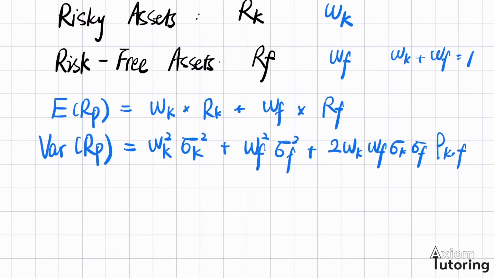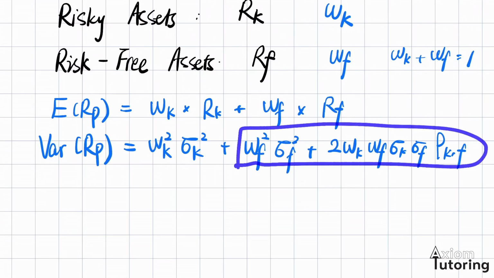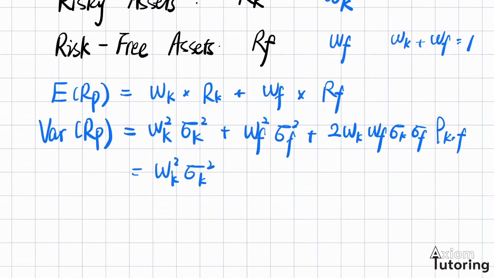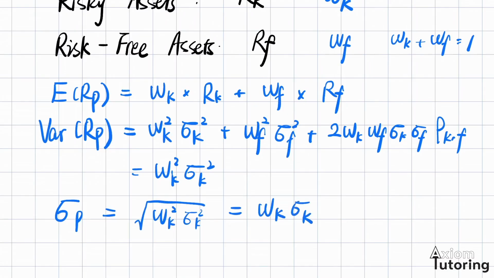So we basically have these two terms simplified to 0, and we're left with just WK squared and sigma K squared. So the standard deviation or the risk of such a portfolio would simply be sigma P, which is the square root of the variance, WK squared sigma K squared, and then we're left with WK sigma K here.